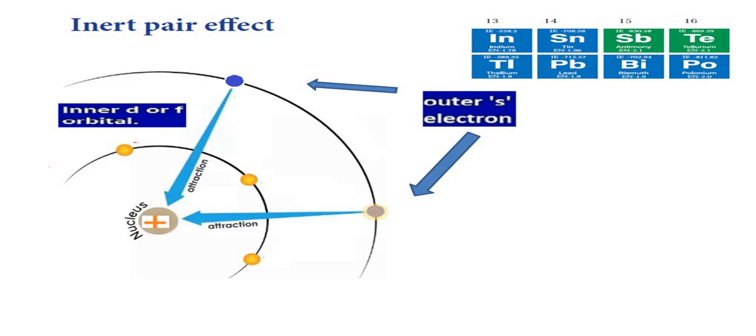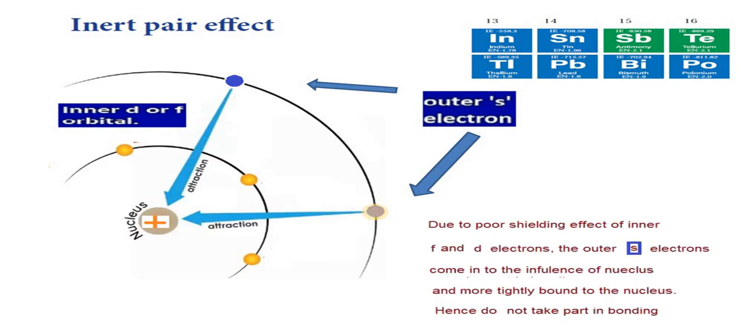So the 2 series are showing higher inert pair effect due to the poor shielding of d as well as f electrons. You see the notes for this. Due to the poor shielding of inner f and d electrons, the outer s electrons come under the influence of the nucleus and are more tightly bound to the nucleus, hence do not take part in the bonding.